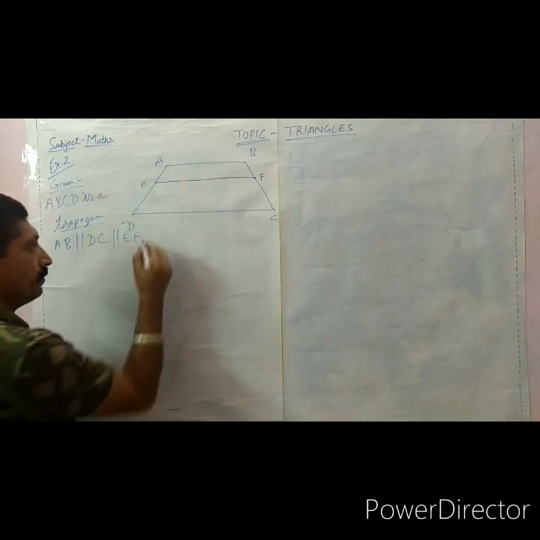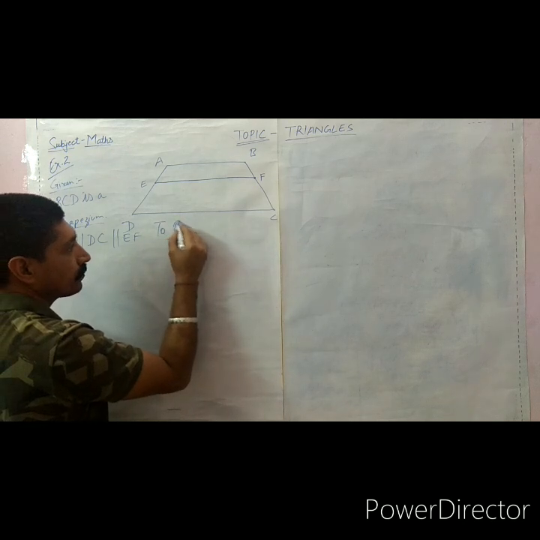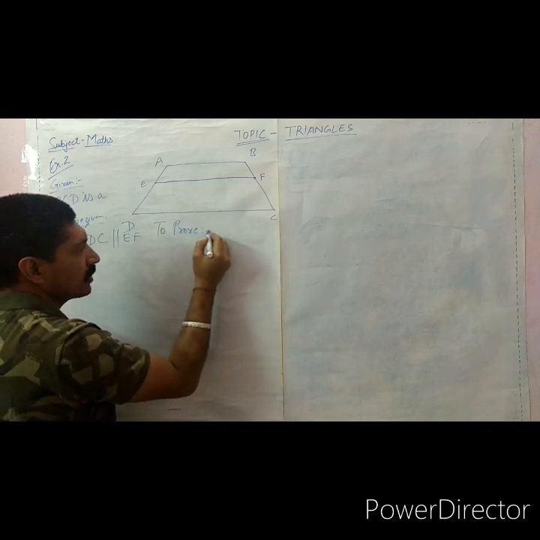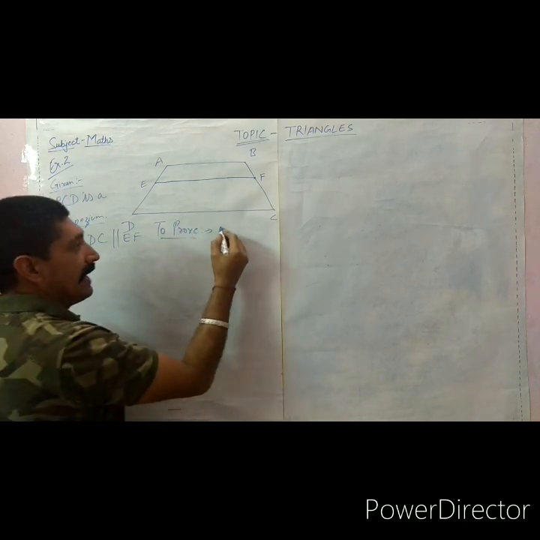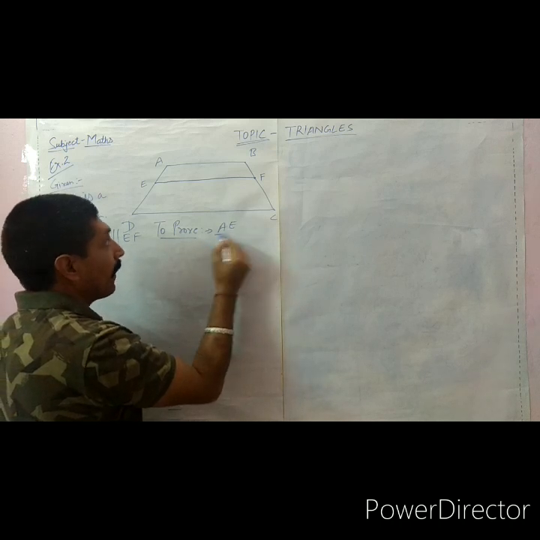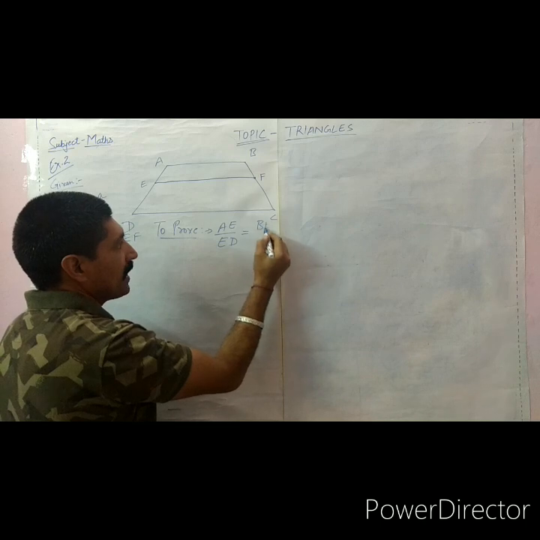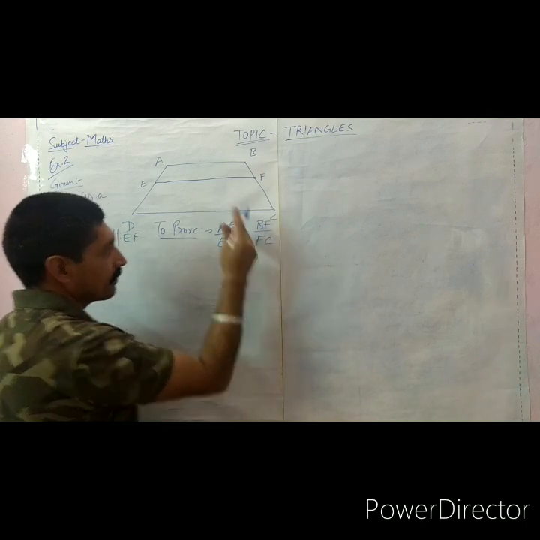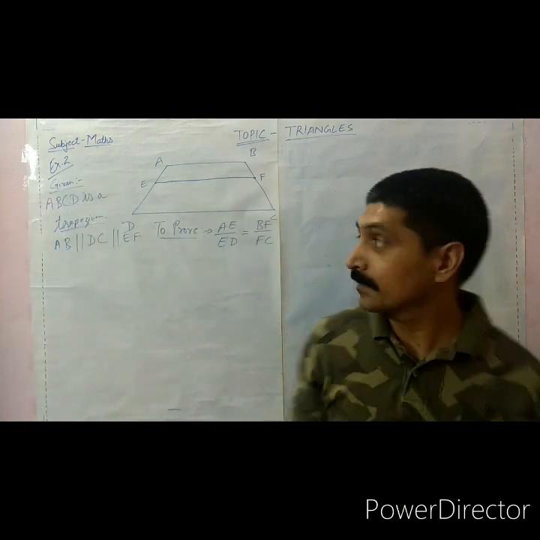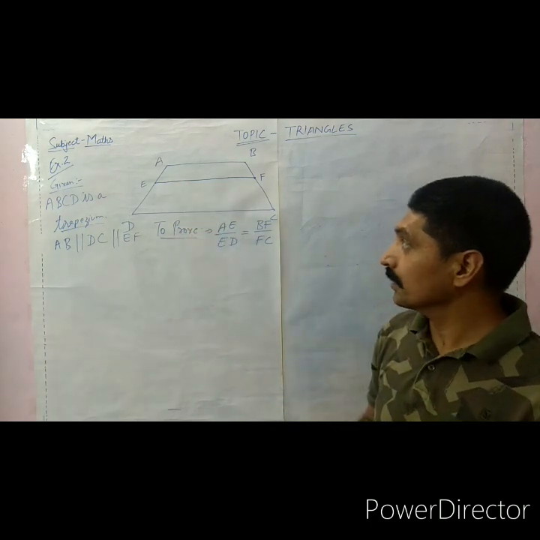Now to prove, you can check your books. To prove: AE upon ED is equal to BF upon FC. We want to prove this. So I hope you understood the question.